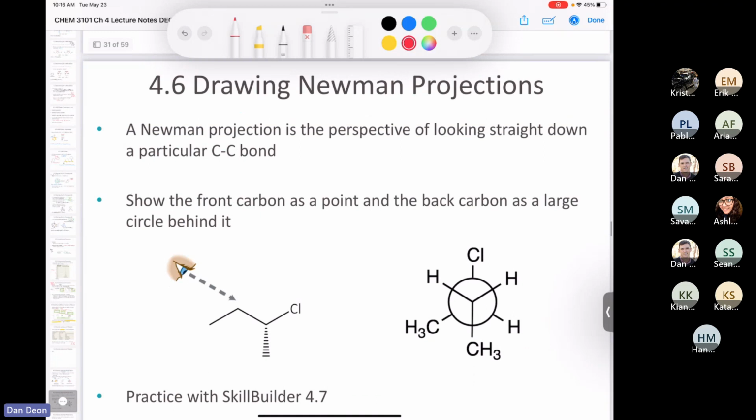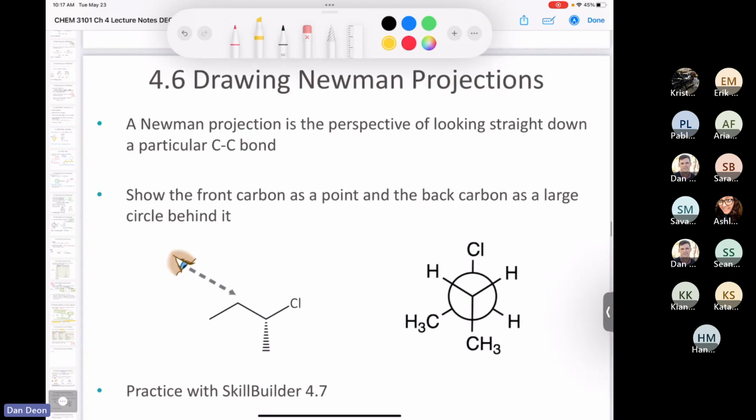So let's move along, and it says a Newman projection is the perspective looking straight down a particular carbon-carbon bond. If we were to turn our eyeball to look down this carbon-carbon bond, what are we going to see? Well, there's three hydrogens on the two carbons I have highlighted in yellow that aren't shown. We have a hydrogen going in the back here, and then we have another hydrogen on a wedge here because this one is coming out in front.